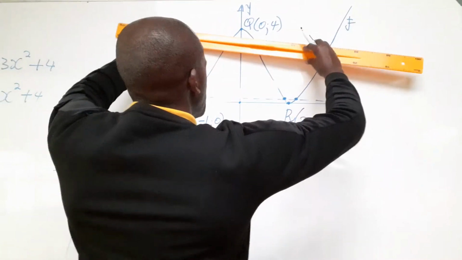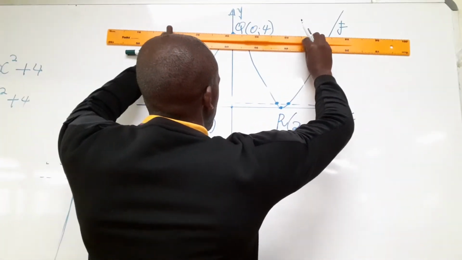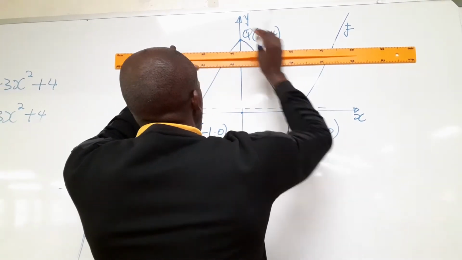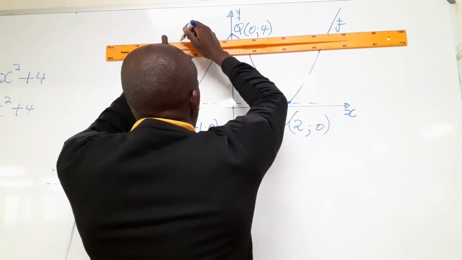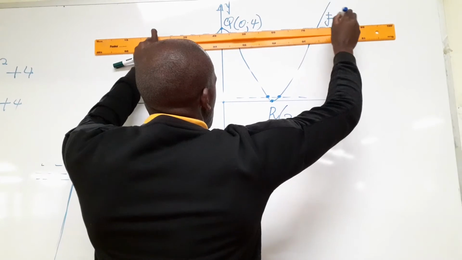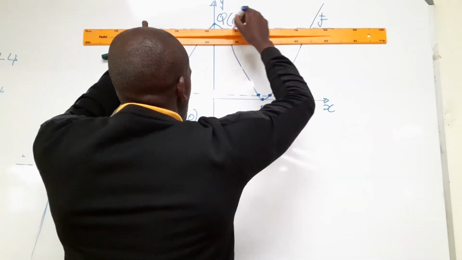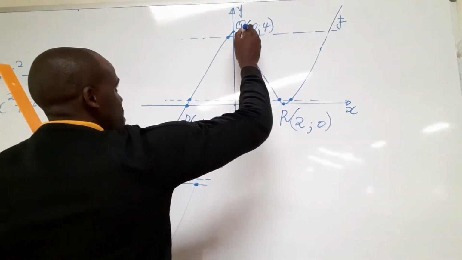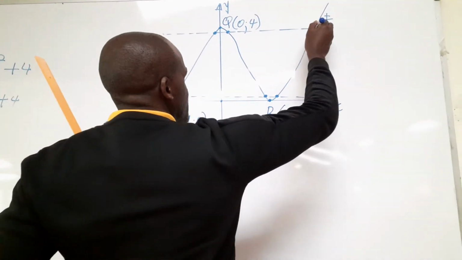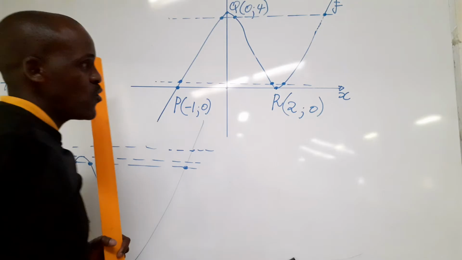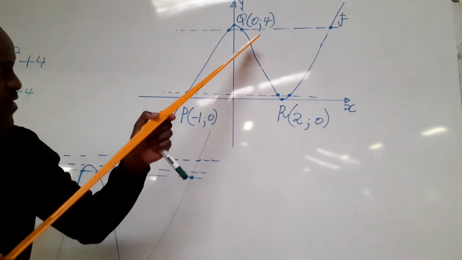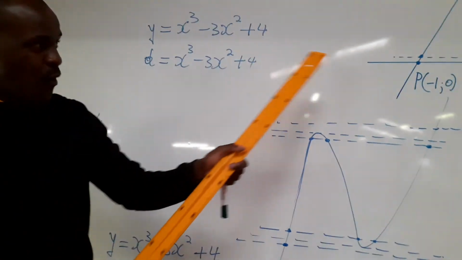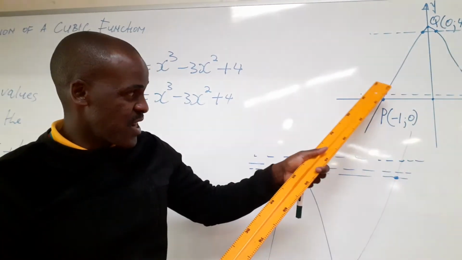Or just below here, not here because we are going to find 2. Just below here, just below your turning point, your graph will be cutting this. Your horizontal line will be cutting that at 3 points. It's 1, 2, 3. Just below point Q. So we need the values of y where our horizontal line will cut the graph 3 times.